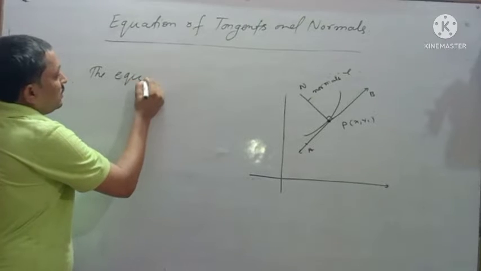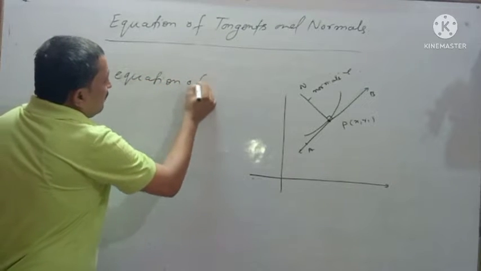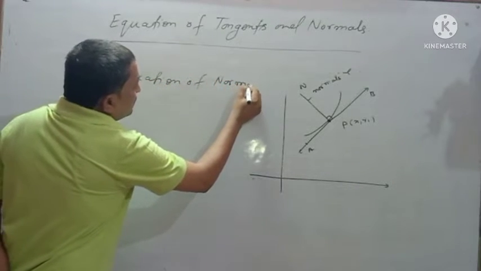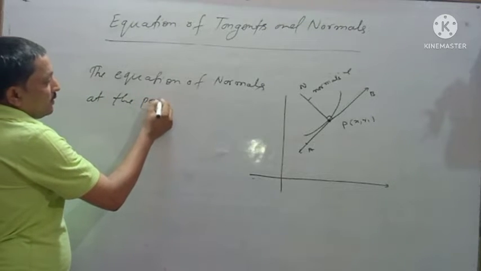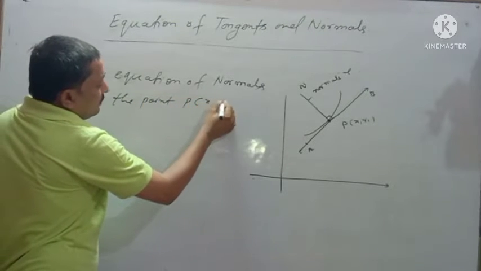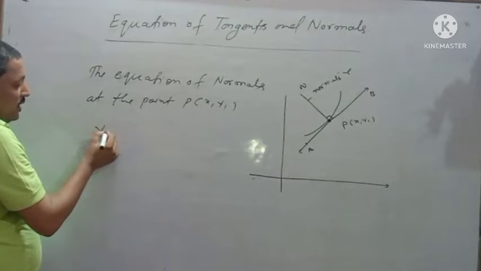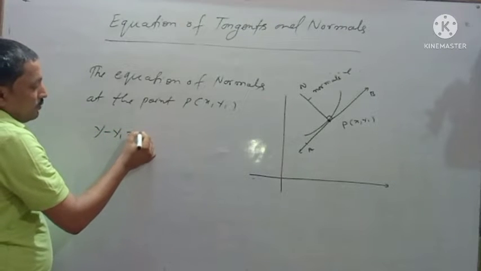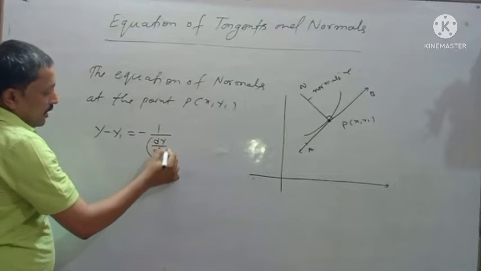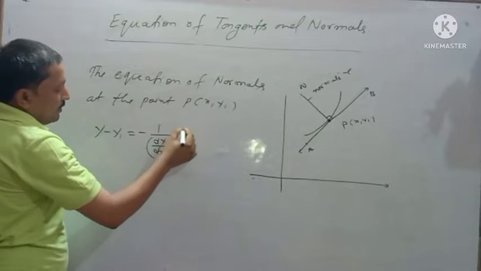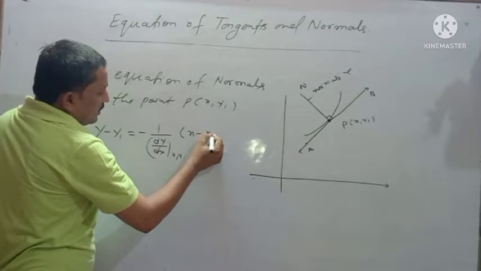The equation of normal at the point P (x1, y1) is y minus y1 is equal to minus 1 upon dy by dx at the point (x1, y1) times x minus x1.